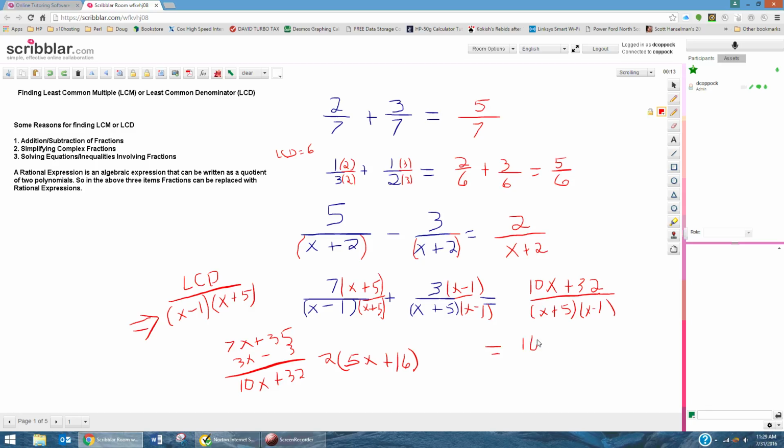But we could also say, well, since nothing is going to cancel out, if I want to, I can multiply these two binomials together using FOIL. X squared plus 4x minus 5.